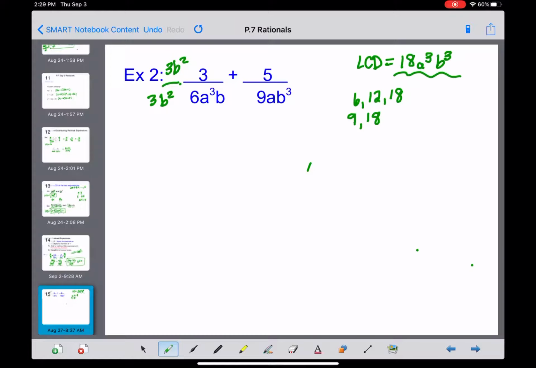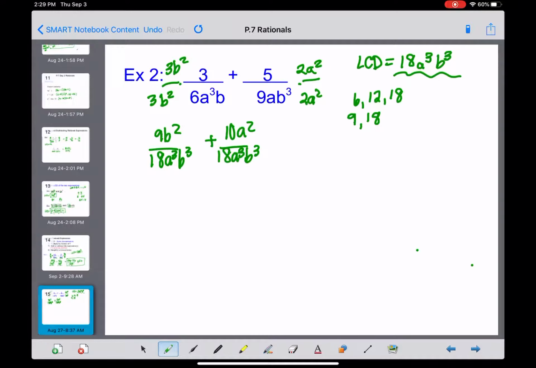Then on example 2, we need, or sorry, not example 2. We're still on example 2. The second fraction, in order to get it to be 18, 9 is going to have to be multiplied by a 2. And then the a, we need 2 more a's. And b is good. So we're multiplying by 2a squared. So now we multiply top and bottom by both of those. So we get a 9b squared over 18a to the third, b to the third, plus 10a squared over 18a to the third, b to the third.